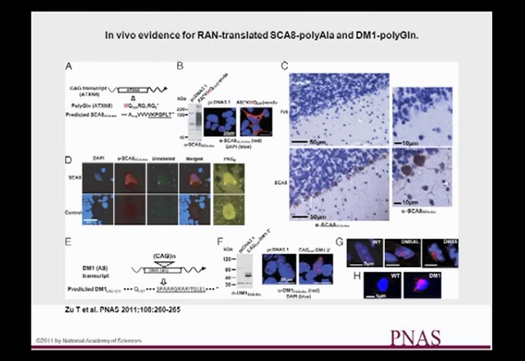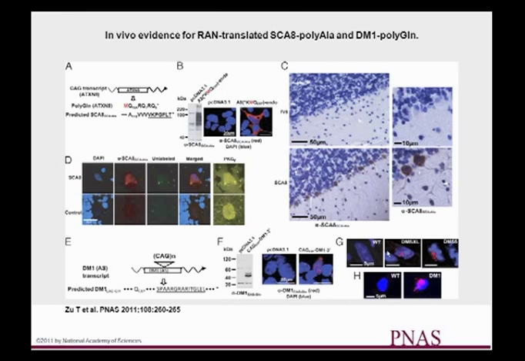This is a very busy slide. This is just to point out some immunohistochemistry studies from SCA8 showing the polyalanine immunoreactivity in Purkinje cells, which is one of the target cells of this disease. And then in DM1, these are myoblasts derived from patients with myotonic dystrophy, and you can see in the wild type there's no staining, and in the DM1 patients there is.